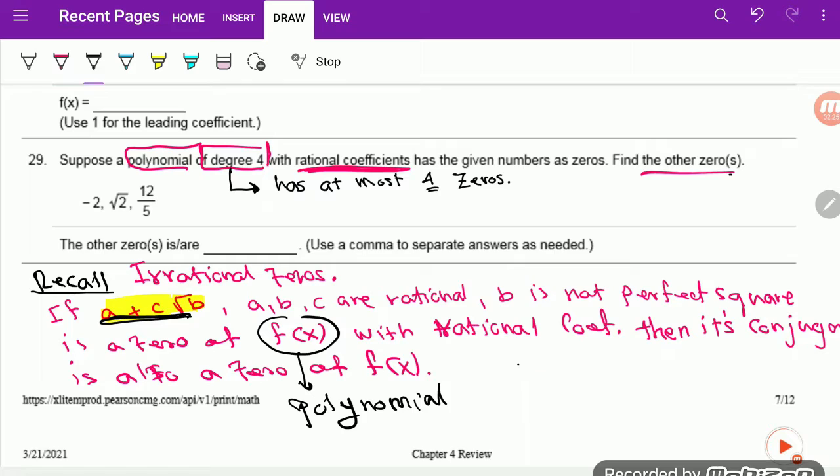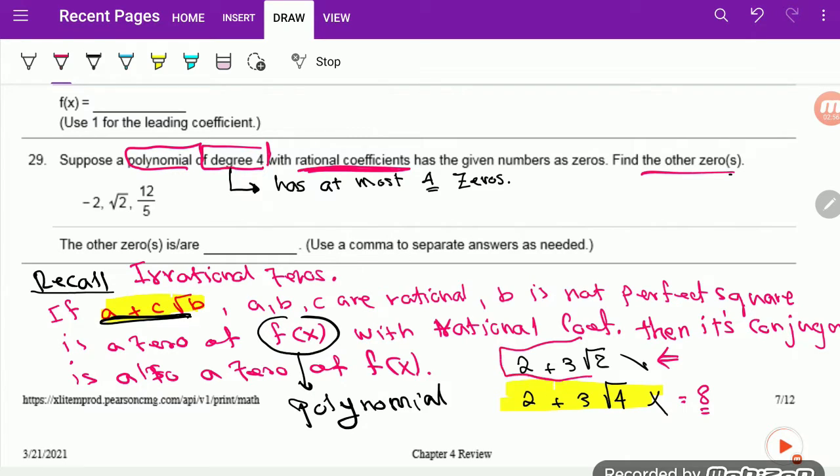For example, suppose that we have 2 plus 3 radical 2. This is okay. But suppose we have 2 plus 3 radical of 4. This is not okay. Why? Because this one is not irrational. This is rational because the square root of 4 is 2. So we get 2 times 3 is 6, and 6 plus 2 is 8. This is rational. But 2 plus 3 radical of 2 is irrational. And a can be 0, for example, this number can be 0.